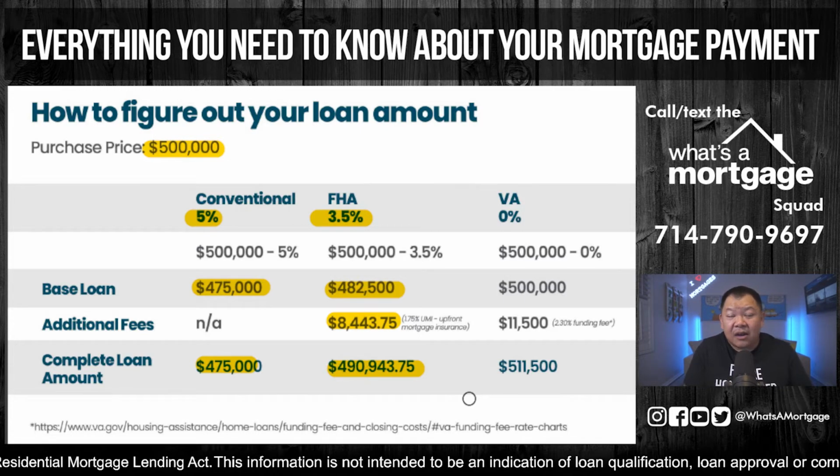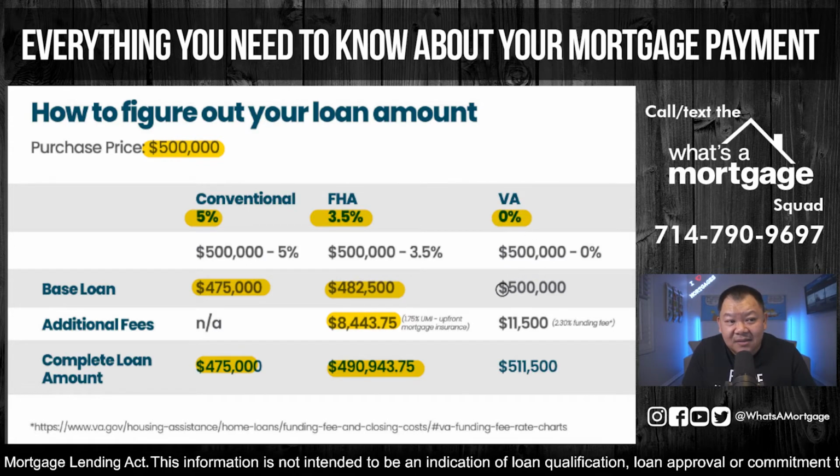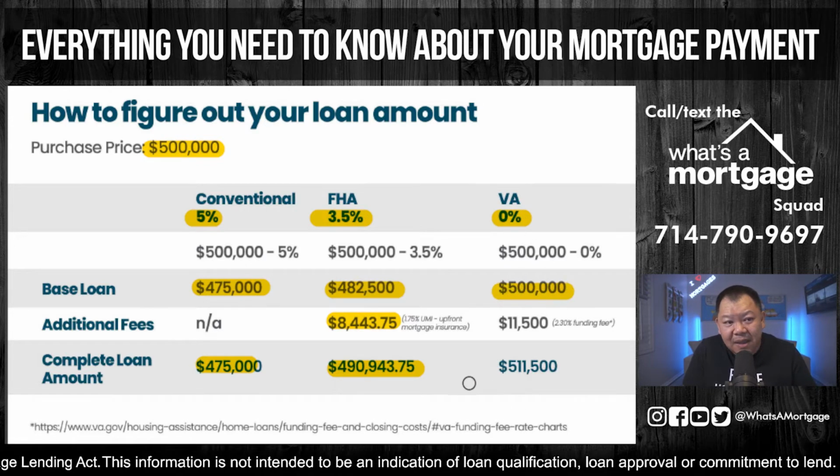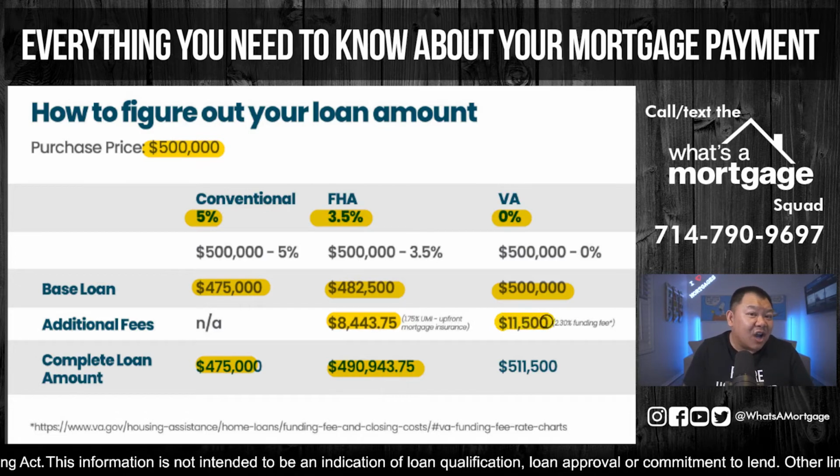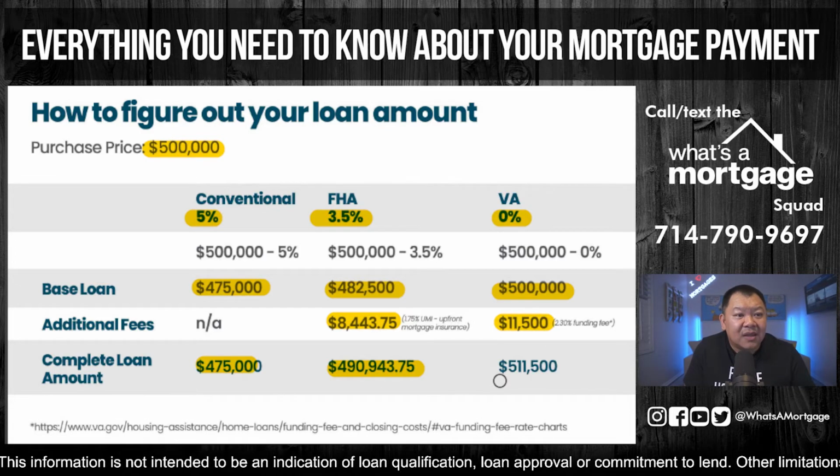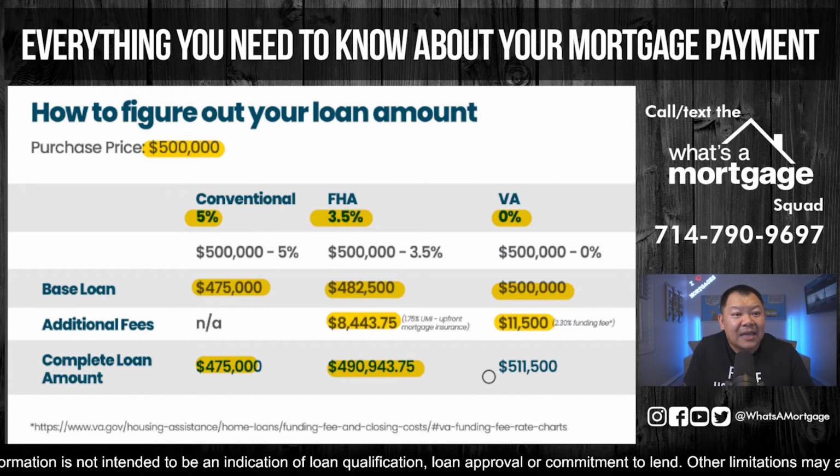And that's important to figure out principal and interest. And on a VA loan, typically it's going to be $500,000 if that's the purchase price. There's no down payment. You got to add back the funding fee. If you're watching this October 2021, the funding fee for a first-time VA buyer is 2.3%.